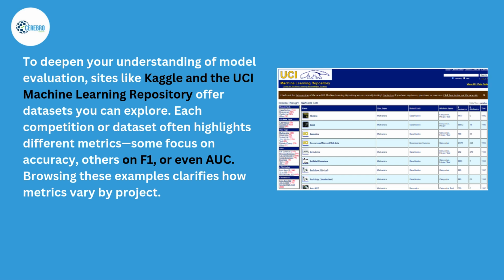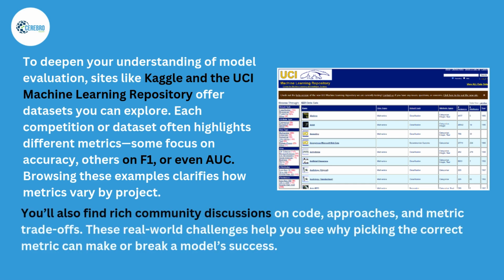To deepen your understanding of model evaluation, sites like Kaggle and the UCI Machine Learning Repository offer datasets you can explore. Each competition or dataset often highlights different metrics. Some focus on accuracy, others on F1, or even AUC. Browsing these examples clarifies how metrics vary by project. You'll also find rich community discussions on code, approaches, and metric trade-offs. These real-world challenges help you see why picking the correct metric can make or break a model's success.